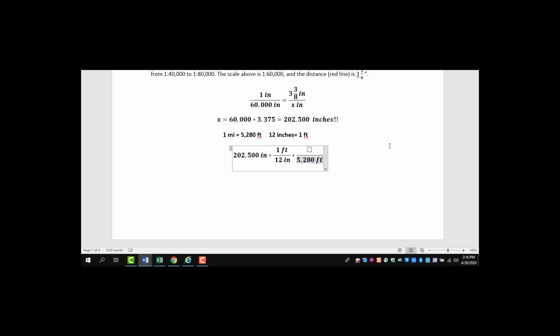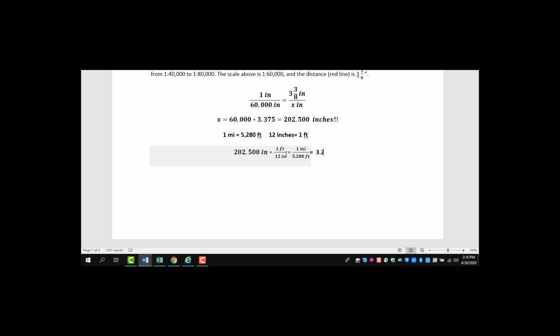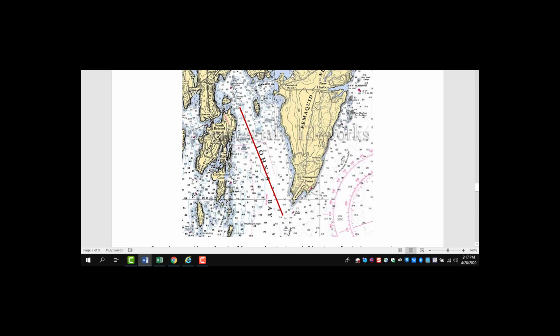5,280 feet is the same as 1 mile. So now I can just put this in my calculator, because now the feet cancel. You can see what you get. And I'm getting 3.2 miles. And being that I actually know these waters here, I actually live right there, I know that to be correct.